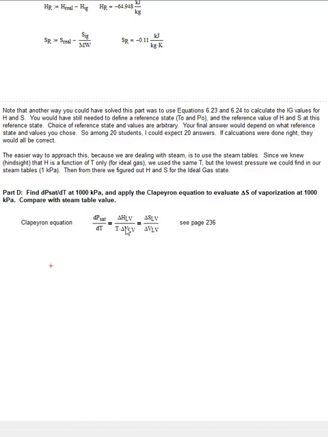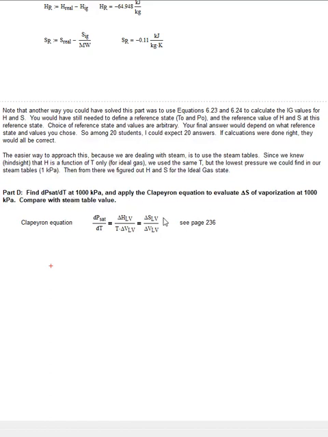dPsat/dT is equal to delta H of vaporization over T times delta V of vaporization. And this is an exact thermodynamic relation. And remember, this was derived by setting the Gibbs free energy of the liquid phase equal to the Gibbs energy of the vapor phase.